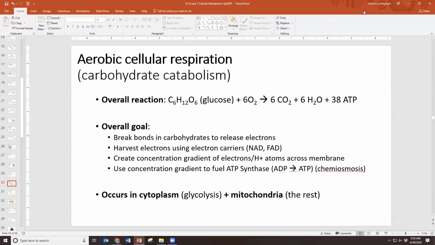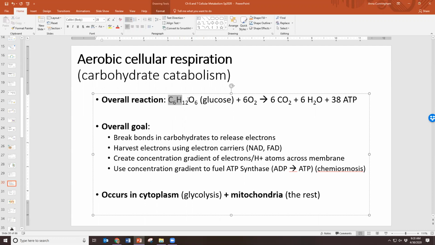Okay, so with cellular respiration, the overall reaction is that we take an organic molecule. We typically think of this as being glucose, although it doesn't have to be. But we typically think of this as being glucose, so it's the chemical formula C6H12O6. Importantly, it's an organic molecule because it has carbon, hydrogen, and oxygen, linked by chemical bonds. We also use some oxygen.